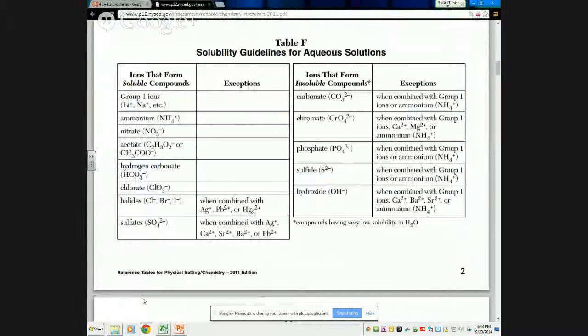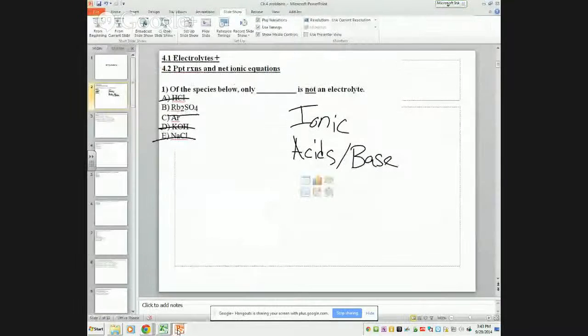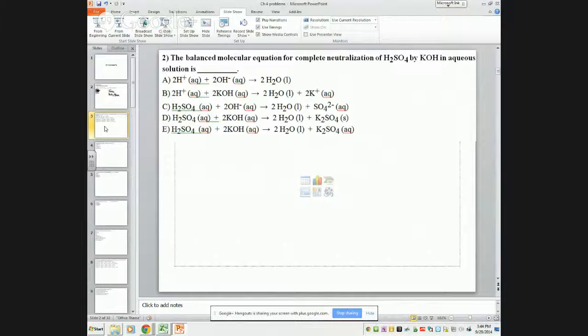All right. So find SO4 right there, and it's soluble except when combined with one of these guys. So I go back to my problem and I see that it's not an exception, so it will dissolve. The only thing that won't dissolve will be argon, right? Because it's a noble gas. It's not going to break up and conduct. It's a non-electrolyte.